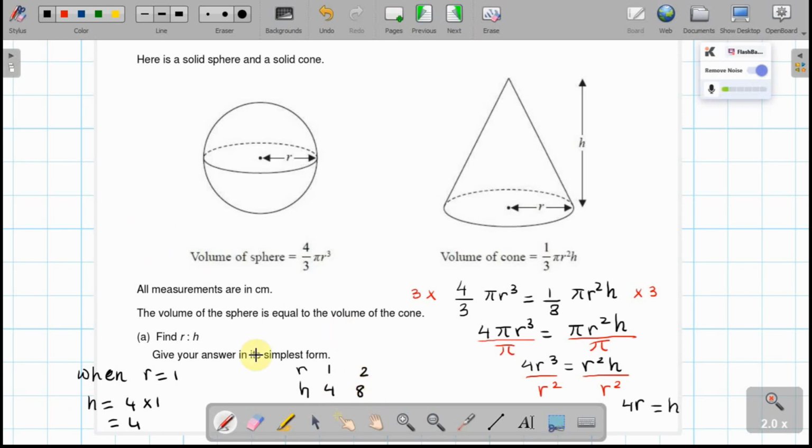So when I write down the ratio r to h, finally, I can just write it down as 1 to 4. And if I did 2 to 8, I would simplify it by dividing both sides by 2, which would result again as 1 to 4.